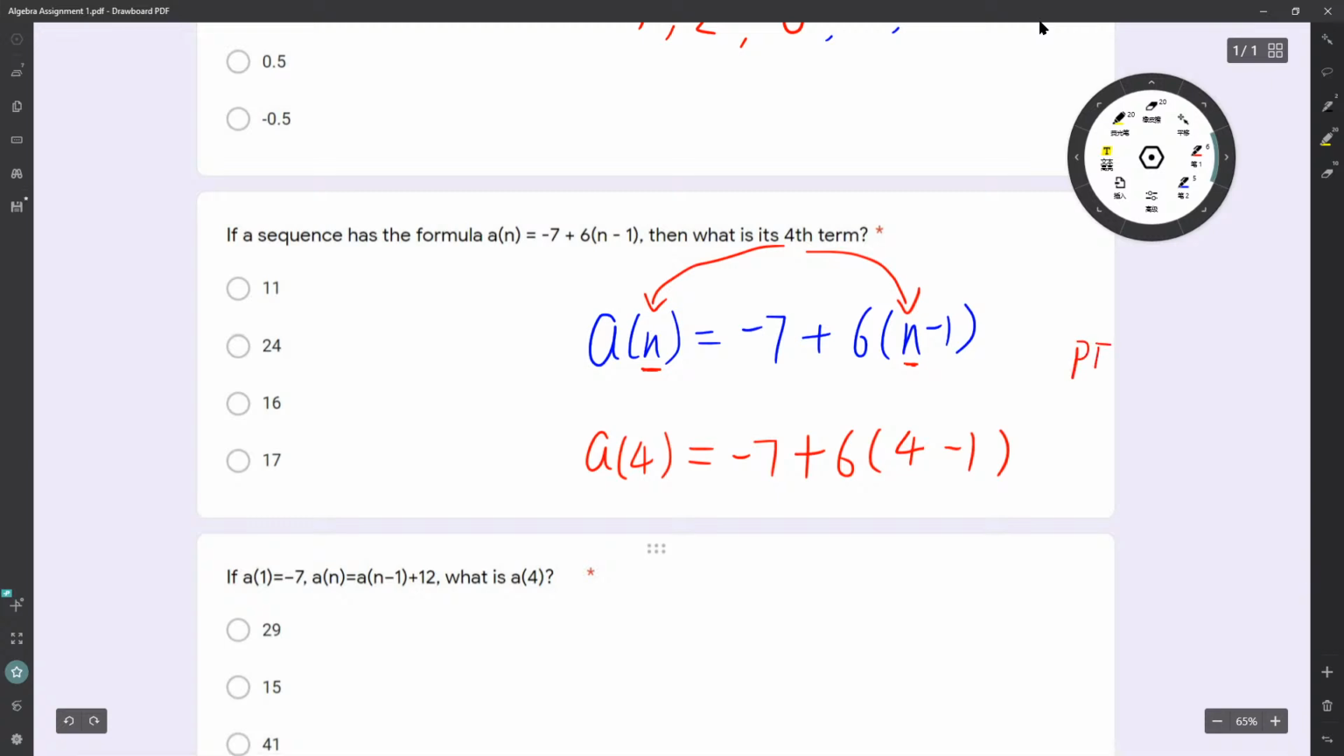PEMDAS, that's the order of operations, right? So first, let's deal with the things inside the parentheses. The thing inside the parentheses is 4 subtract 1, which is 3. So inside the parentheses, it's a 3. And we have 6 times 3.